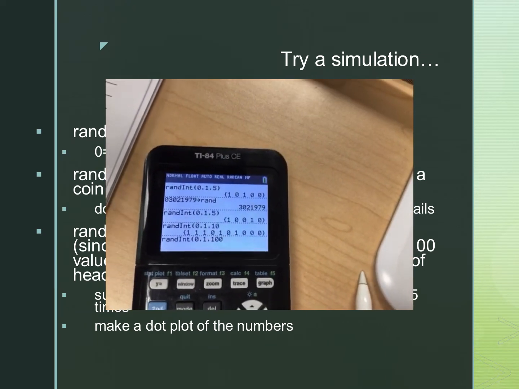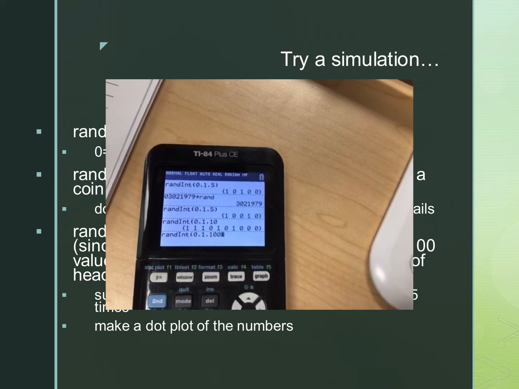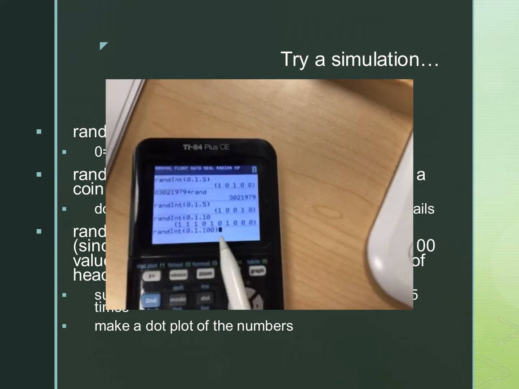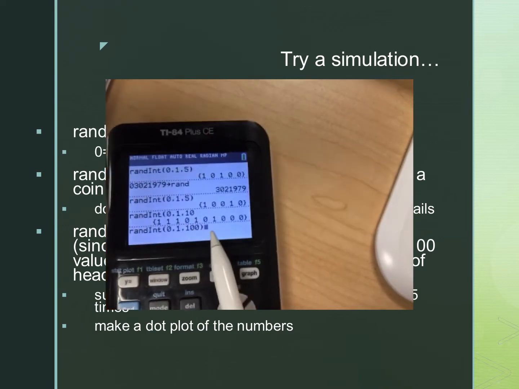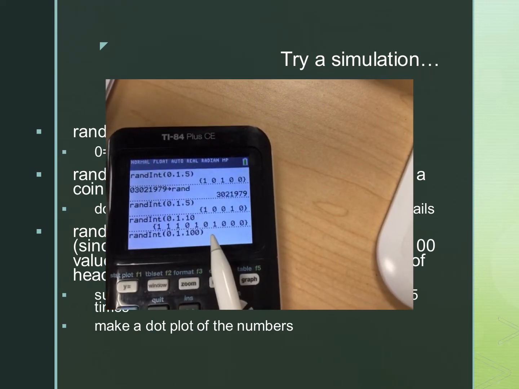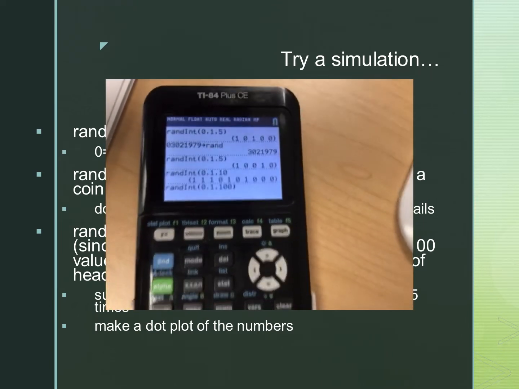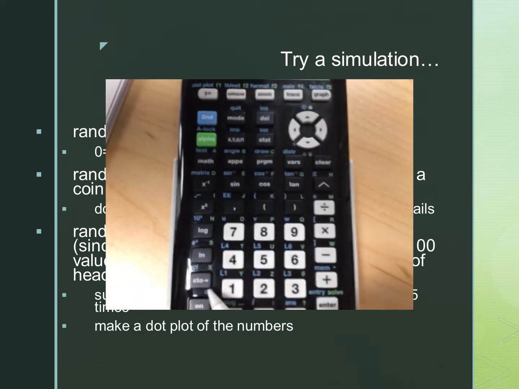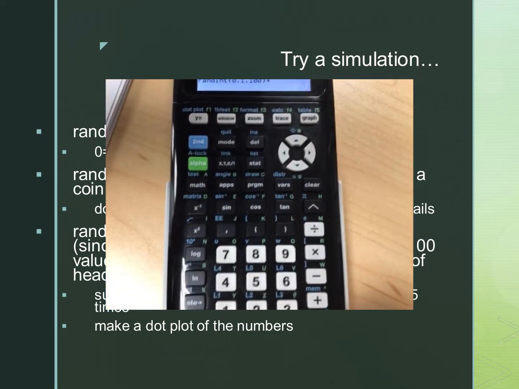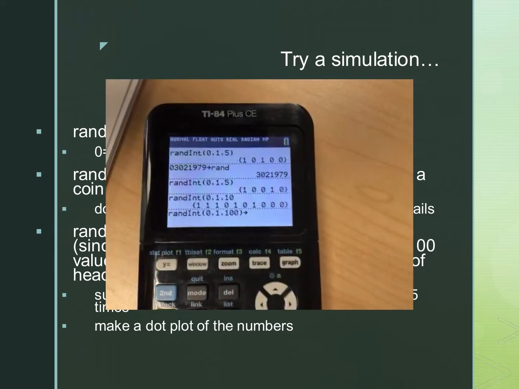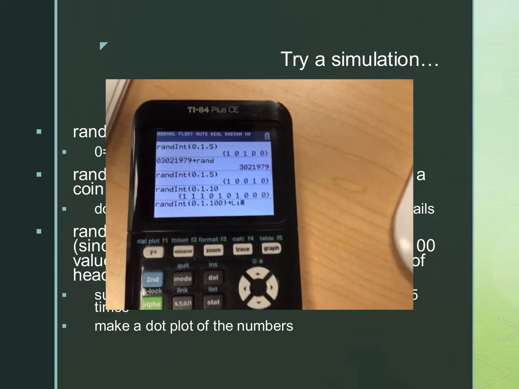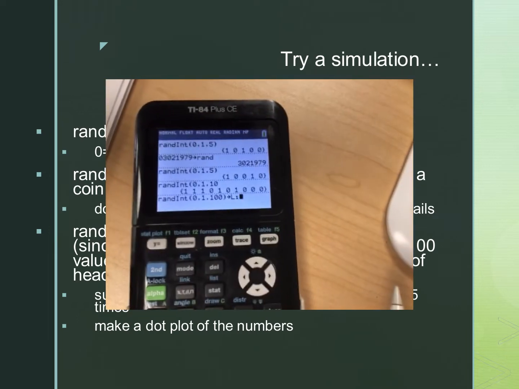Counting it, right? Yeah. What if I close the parentheses? Okay, close the parentheses. Hit store. And then tell it to put it in a list. List 1. That'll make it easier to count, right?